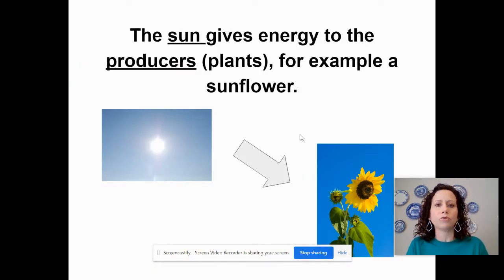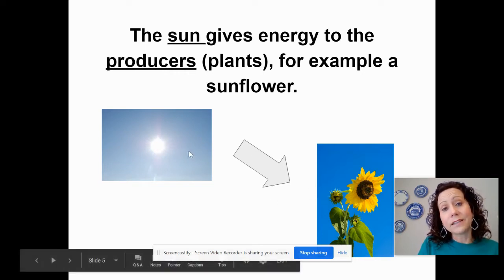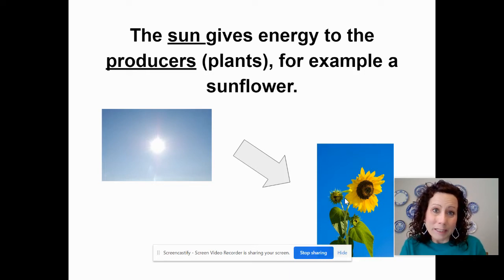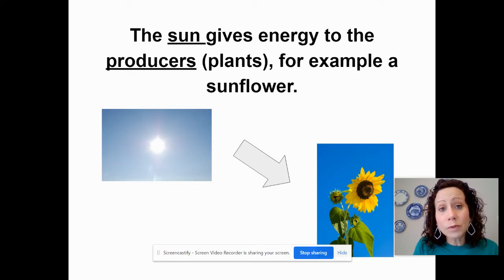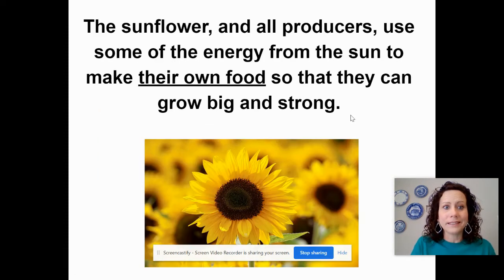So let's talk about that food chain. The sun gives energy to the producers. Inside the sun, there's all these nuclear reactions going on, lots of energy there. The flower, the sunflower here, for example, soaks up that energy and uses some of that energy, okay? So the sunflower gets the most energy of the food chain because it gets it straight from the sun. It uses some of that energy to create its own food and to grow big and strong. So here's a picture of that sunflower growing big and strong. It uses some of the energy from the sun to make its own food.